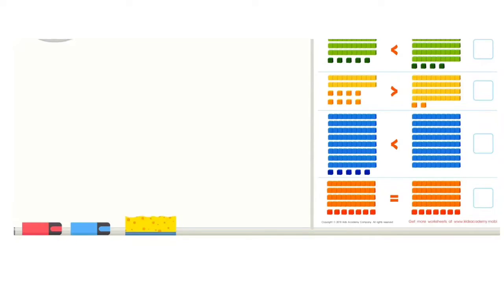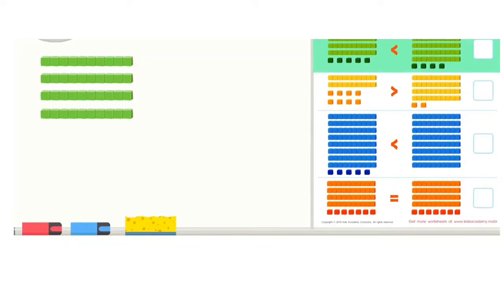Remember, we can count by tens if we see a long. So let's look at our first picture. How many longs are there? Well, I see 1, 2, 3, 4 longs. I know that's worth 40. Now let's see how many cubes we have.